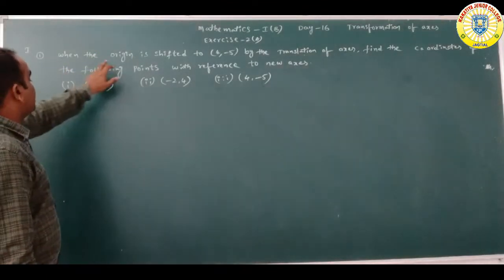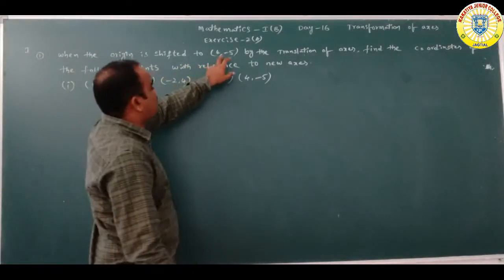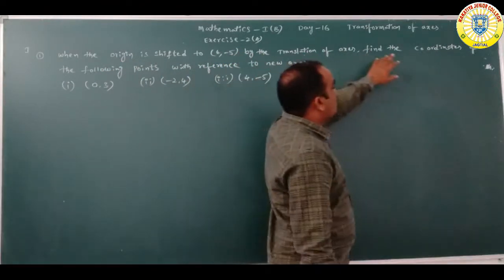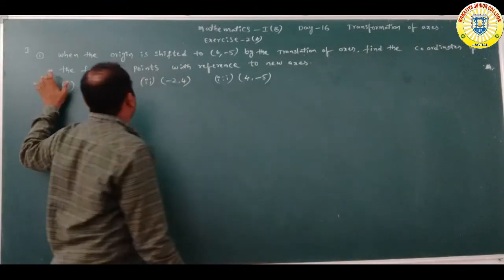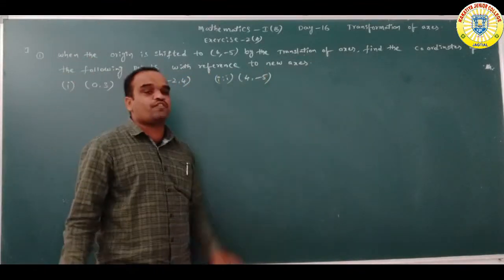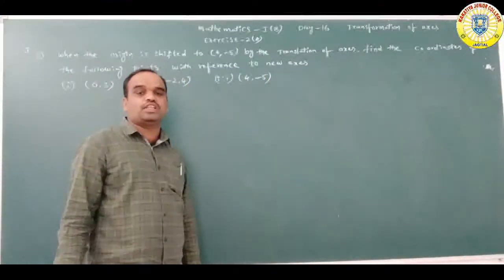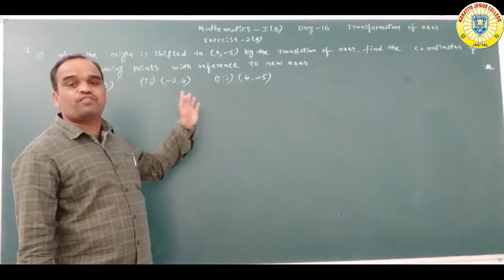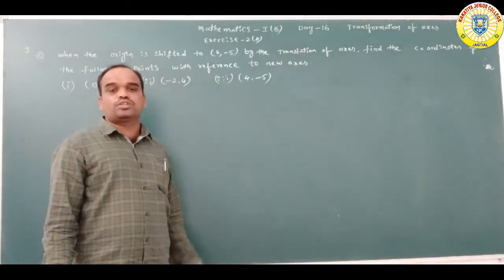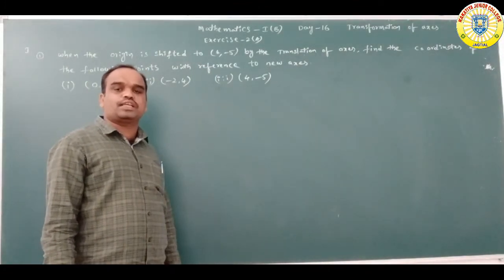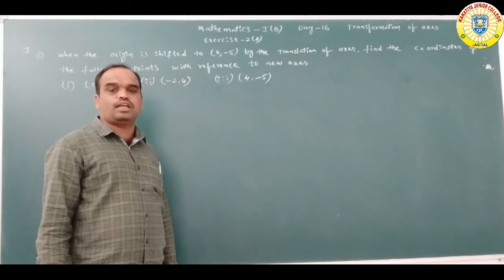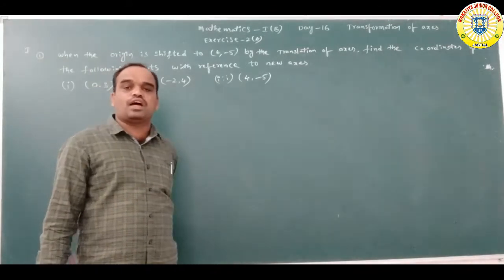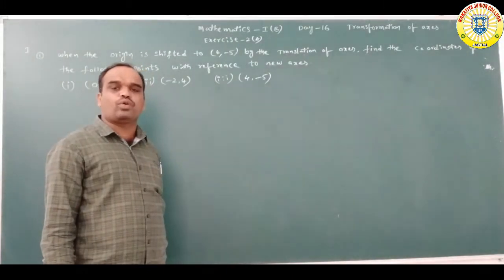When the origin is shifted to the point 4, minus 5 by the translation of axis, find the coordinates of the following points with reference to the new axis. So we are finding the new coordinates. The given coordinates are old coordinates. We are finding the transformed or new coordinates.